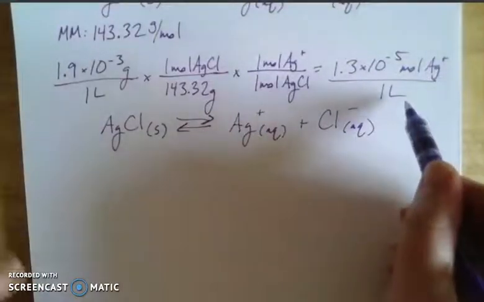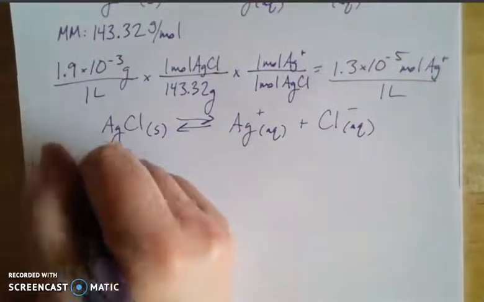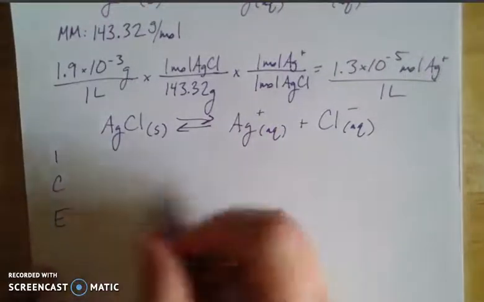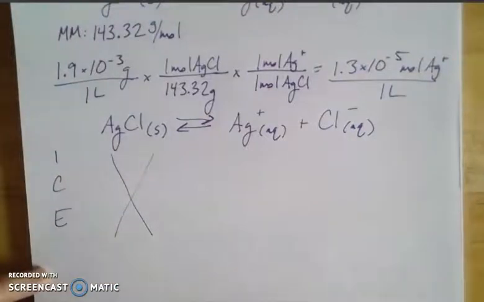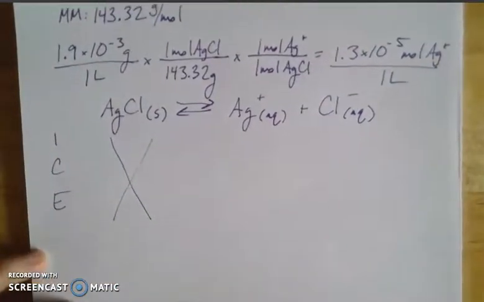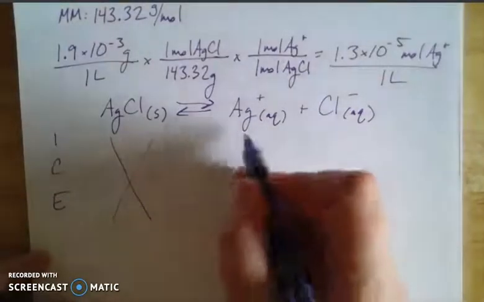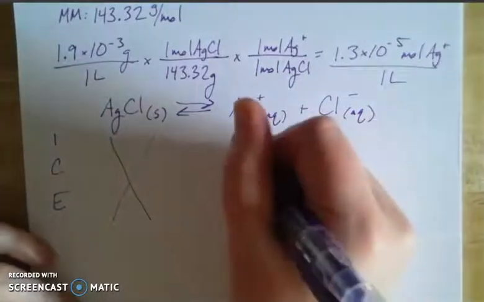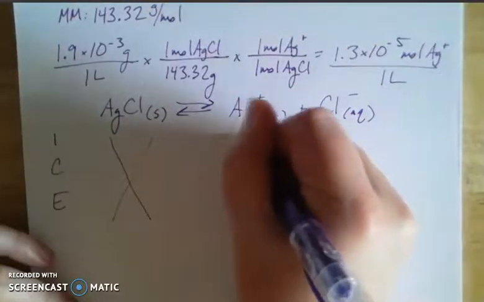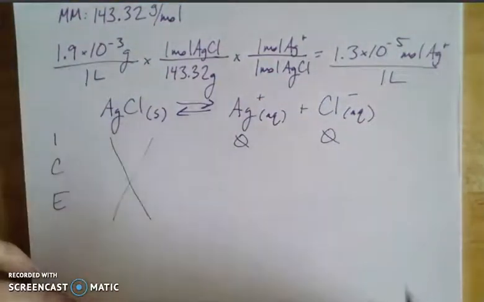So now this is a useful piece of information, because if I want to find the Ksp for this process, then I make my ICE box. I'm going to ignore my solid. So long as there's silver chloride solid present, it doesn't matter how much of it is in solution. So initially, I don't know how much I start off with. I start off with nothing, I guess, essentially. It doesn't tell me. So before I start dissolving, there's none of these in here.